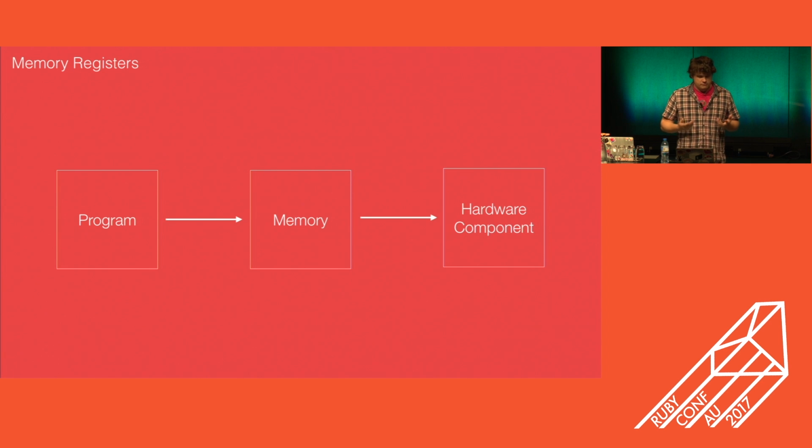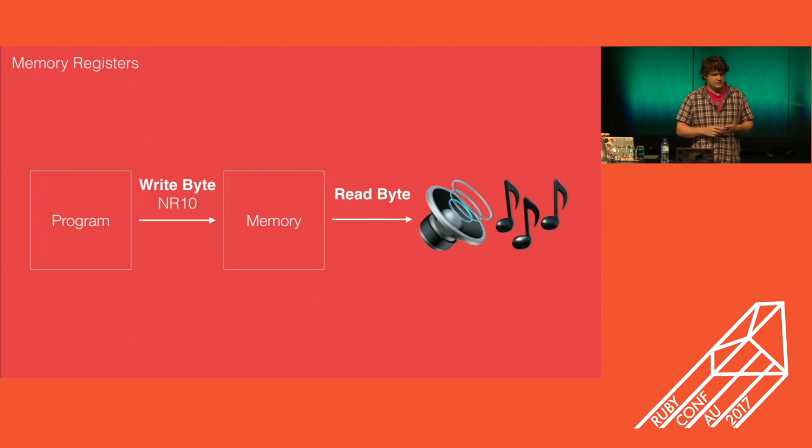The way it works is that the program would write to a specific address in memory, and then the hardware component will just keep continuously reading that address. So if I wanted to make a sound in my game, you would write to a register called noise register 10, which has a specific address, and then the sound hardware will just keep reading that piece of memory over and over and over, and that's how you make a sound.